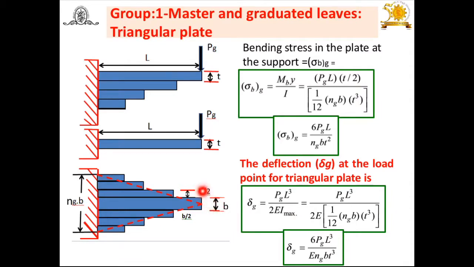So what we have done, we have considered the master and graduated leaves. This is one group to find out the deflection of these leaves, that means master as well as graduated. You will get this equation, a simple one. Because of the arrangement you will get a triangular plate, that's why we have applied the equation of the triangular plate here.